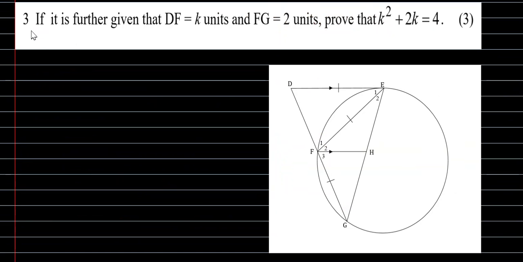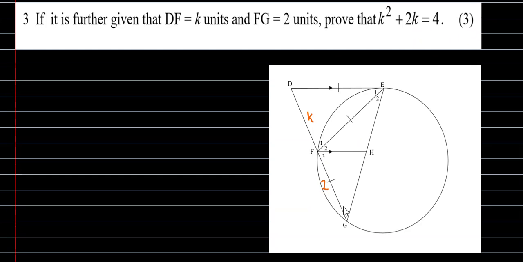So here on our third question it says, if it is further given that DF is equal to k units, and FG is equal to 2 units. Where is FG? FG is equal to 2 units, so this one is equal to 2 units. Prove that k squared plus 2k is equal to 4, and it consists of how many marks? 3 marks.